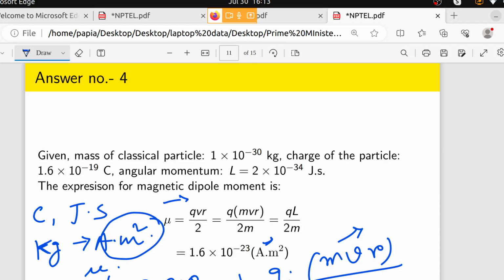In classical mechanics, the magnetic moment is half q v r if a charged particle is in a circular orbit. Then we multiply and divide by m, giving q L divided by 2m. We put in the L value, q value, and m value, and we get the mu value, the magnetic dipole moment, which is 1.6 into 10 to the minus 23 ampere meter square.